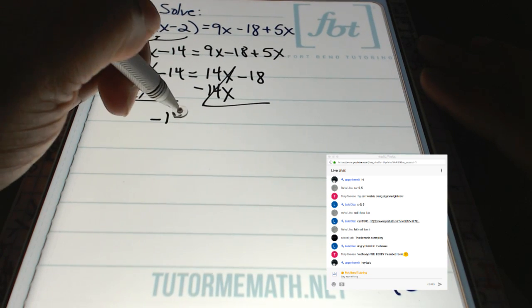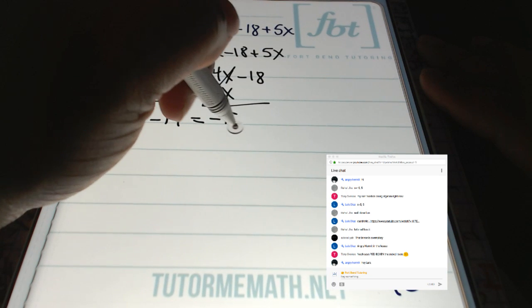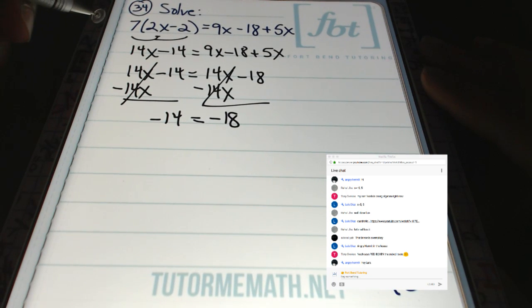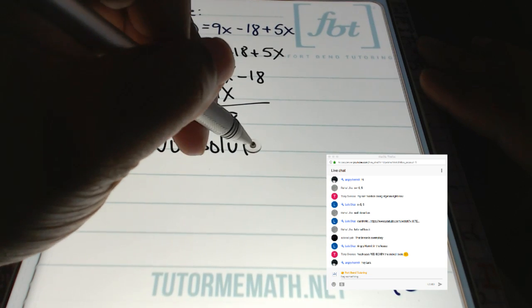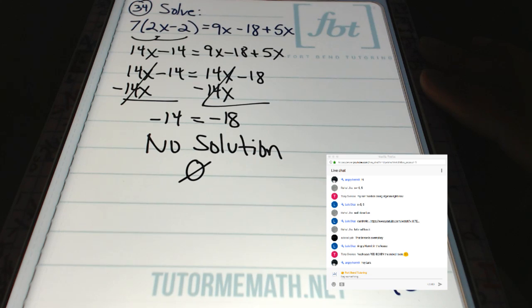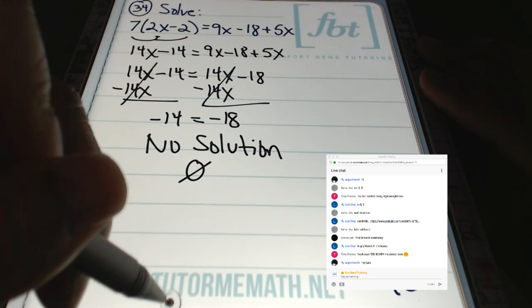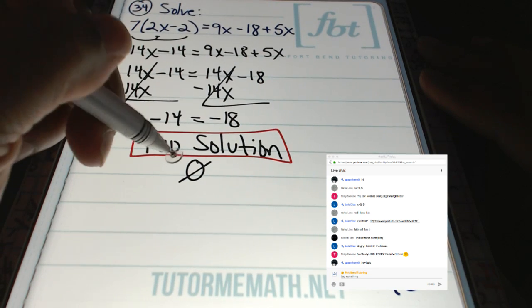And guys, turns out that negative 14 equals negative 18. Is that what they're telling us now? That negative 14 equals negative 18? Ladies and gentlemen, this is a contradiction. This is a false statement. Therefore, the answer is no solution. It is the null set. It is the empty set. This answer does not exist. So therefore, we will be red boxing it as no solution.